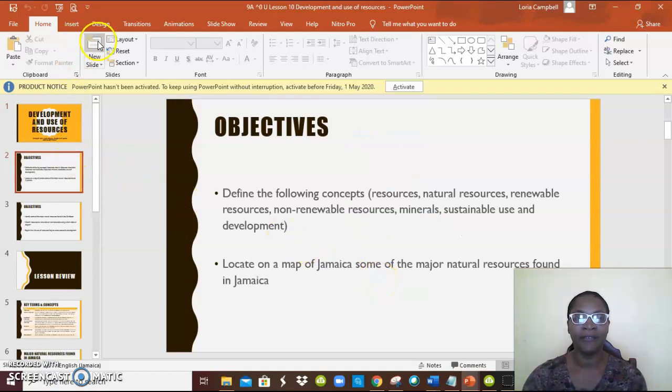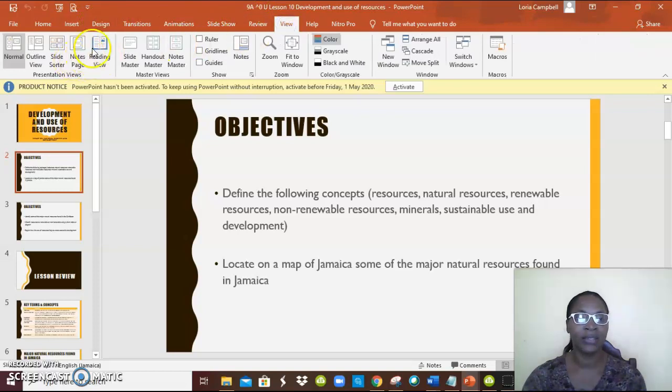We will define the following concepts, and the concepts you would have seen in class. And so we know that we will have a wonderful time doing this. So we're looking at resources, natural resources, renewable resources, non-renewable resources, minerals, sustainable use, and development. We will also locate on a map of Jamaica some of the major natural resources found in Jamaica.